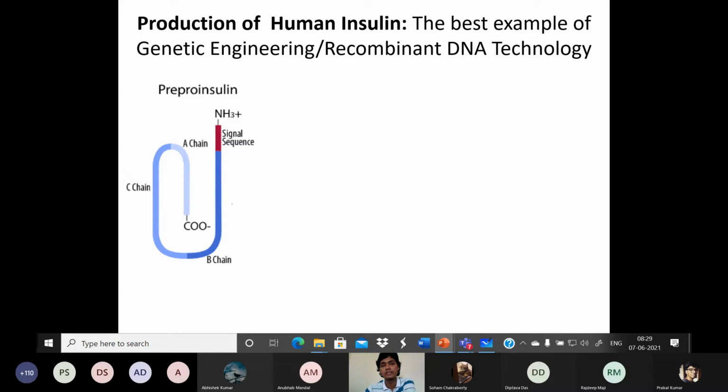And now this is the last example I'm going to discuss, but mostly here you have more information, not just a kind of statement. So, the production of human insulin. As I told you, insulin is a very important hormone, and it is absolutely required in our body so that you can metabolize your glucose.